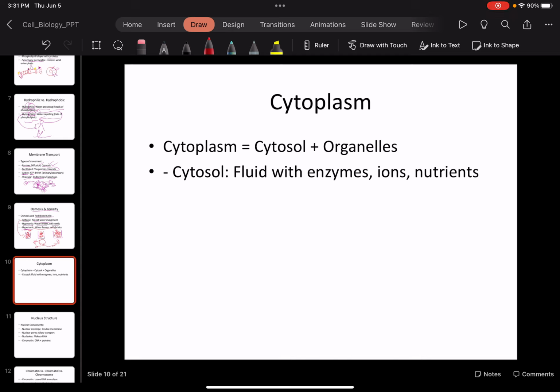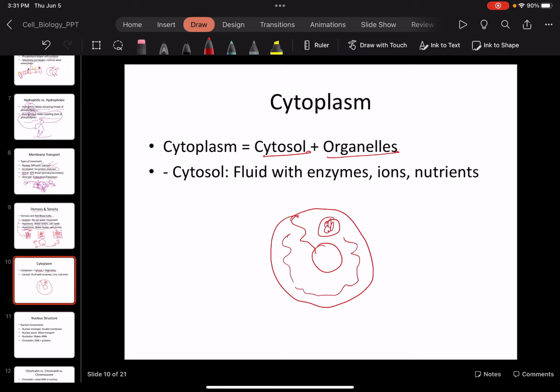Cytoplasm, as I mentioned, is inside the plasma membrane and outside the nucleus. Cytoplasm has what? Cytosol and organelles, two things in the cytoplasm. Cytosol is a fluid with enzymes, ions and nutrients, except the organelles. If this is a mitochondria, this is an organelle. All this liquid, semi-fluid structure is the cytosol.